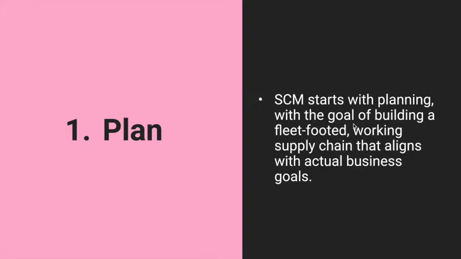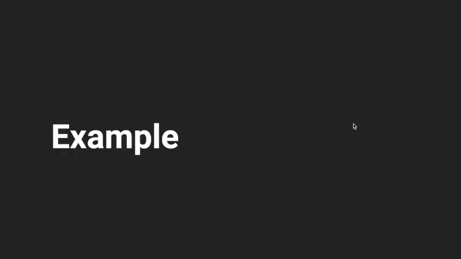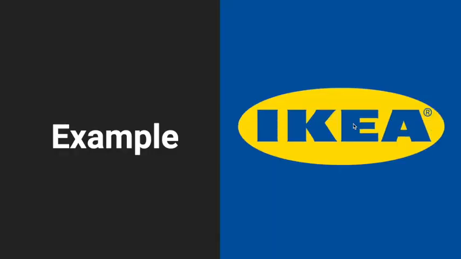Planning, with the goal of building a fleet-footed working supply chain that aligns with actual business goals. Okay, that is where you start your supply chain. For example, if the strategy calls for low-cost leadership, the company will favor cost efficiencies for transportation and inventory and storage. An example of this is the low-cost leadership planning by IKEA.